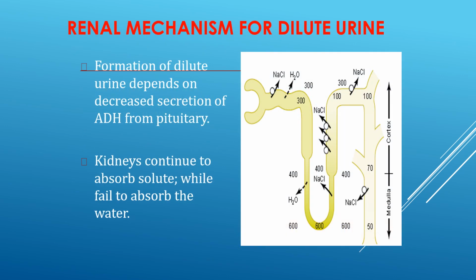So, the renal mechanism for diluting urine. Formation of dilute urine depends on decreased secretion of ADH from the pituitary, and the kidneys continue to absorb solute while failing to absorb the water. So that is the reason why the kidneys will produce dilute urine. So it is because of decreased secretion of ADH from the pituitary.